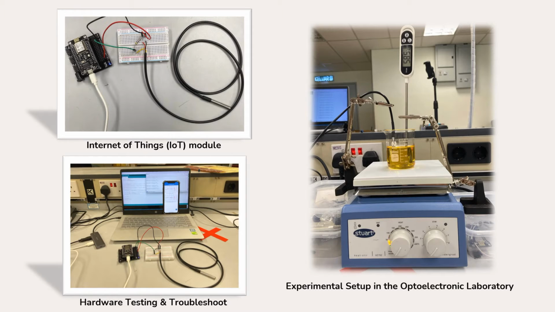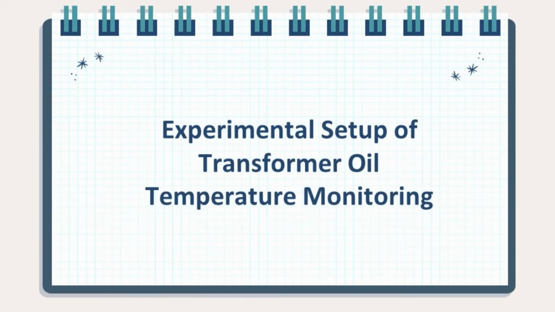And the figure on the below left side shows the hardware testing and troubleshooting with the ThingSpeak interface. The data from the sensor will be sent out to the ThingView on my phone device. And the figure on the right side shows the experiment setup. It consists of transformer oil in the beaker, the IoT module, a thermometer and a hot plate to heat the transformer oil.